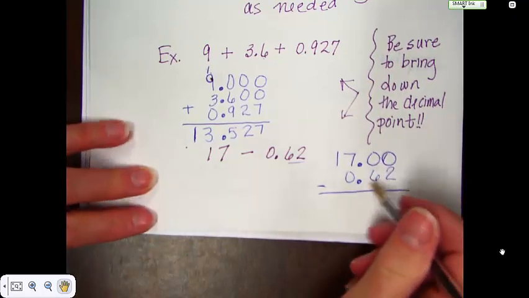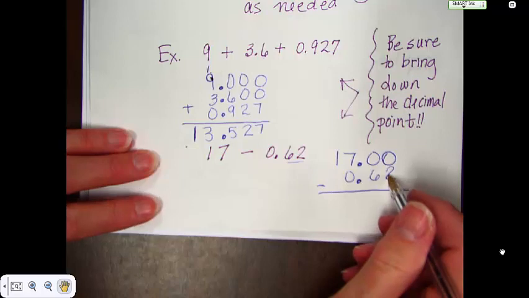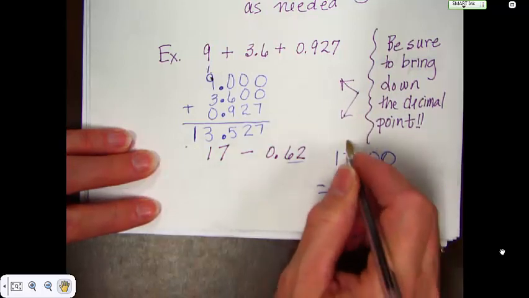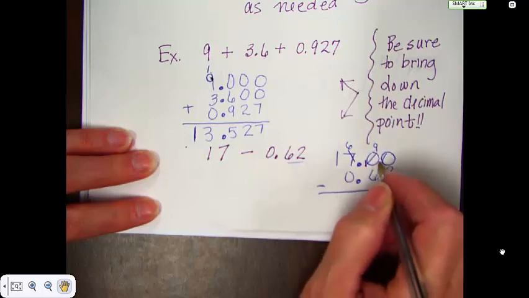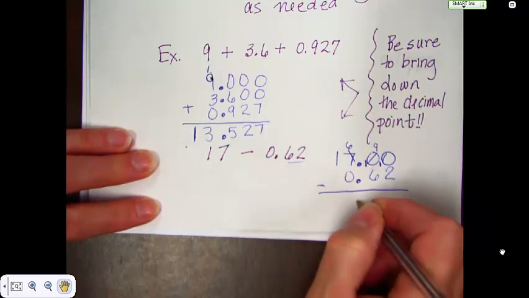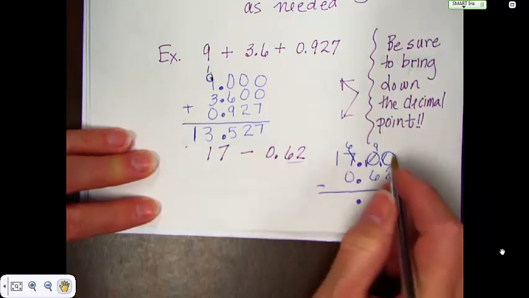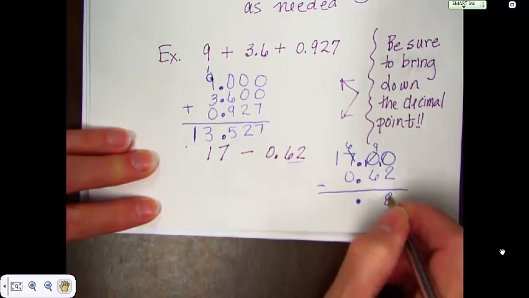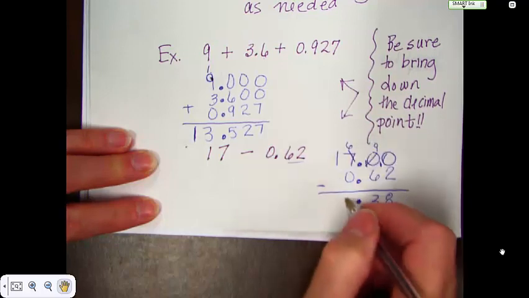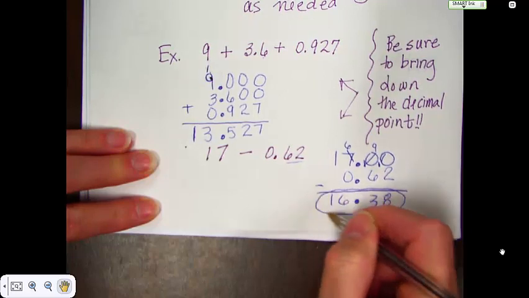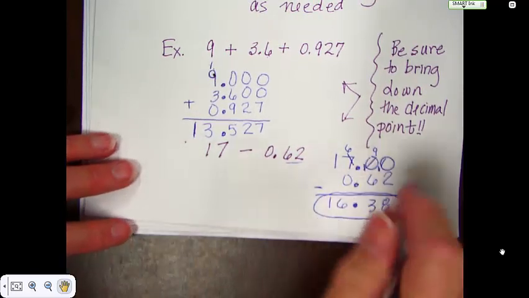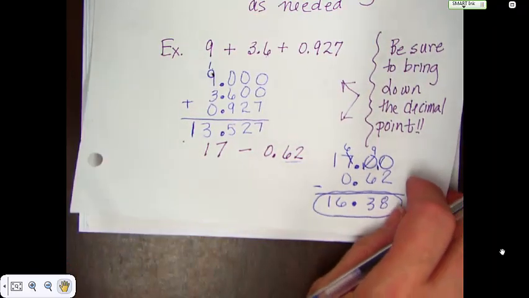Okay? Now, this one's one of those that you got to do some borrowing. So this 7 becomes a 6, 10 becomes a 9, and this last one becomes a 10. Bring down your decimal place so you don't forget it. 10 minus 2 is 8. 9 minus 6 is 3. 6 minus 0 is 6. And there's your answer. Could not be done correctly if you didn't line up the decimal points and put in the annexing zeros.